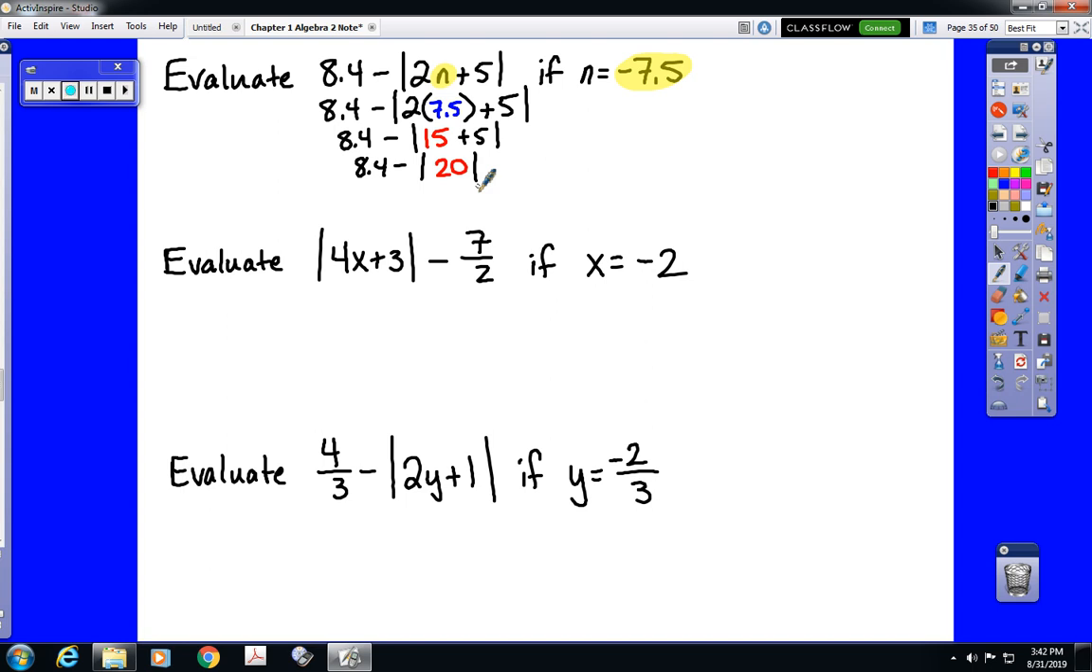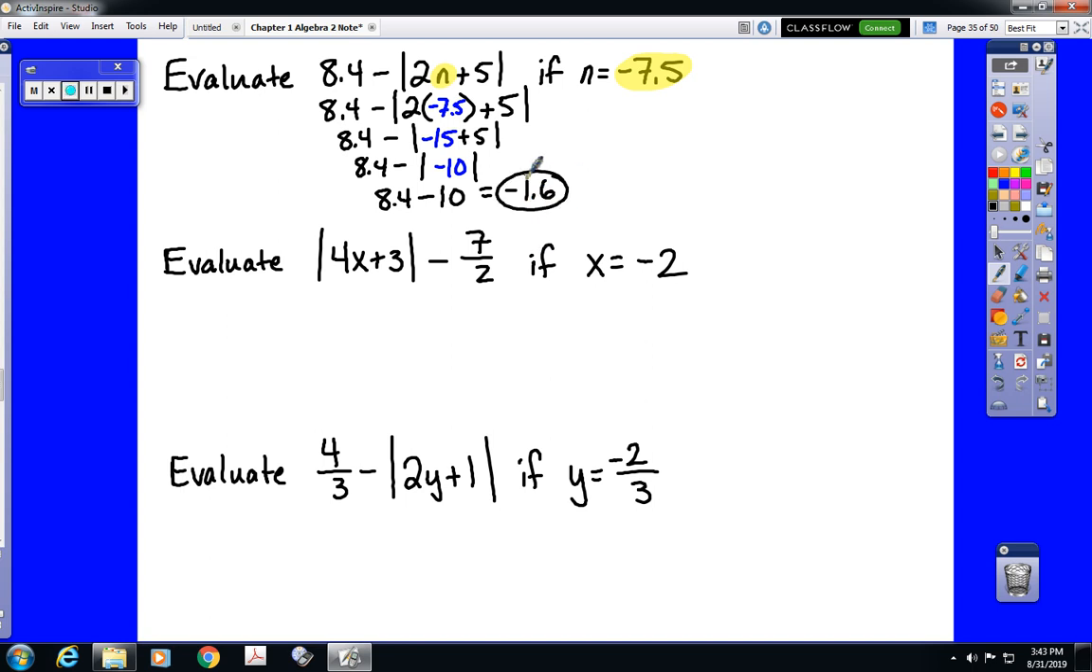I apologize. We need to start that problem over because 7.5 should be negative. I've made a mistake here. This is negative 7.5. Let's back this up and fix this problem. Negative 7.5 getting plugged in there means this is negative 15, which makes this negative 10. There we go. Now we're back on track. Then we take the absolute value of negative 10, which means we remove that negative sign. This negative 10 becomes positive 10. Then we subtract. 8.4 minus 10 is negative 1.6.